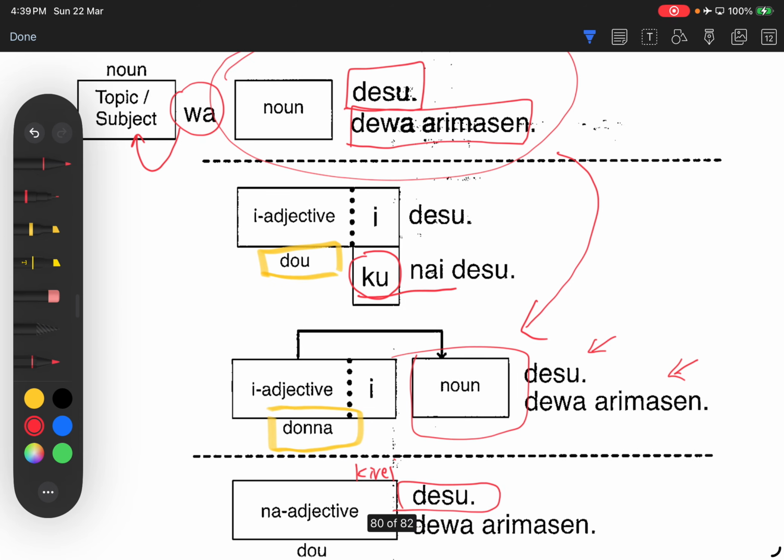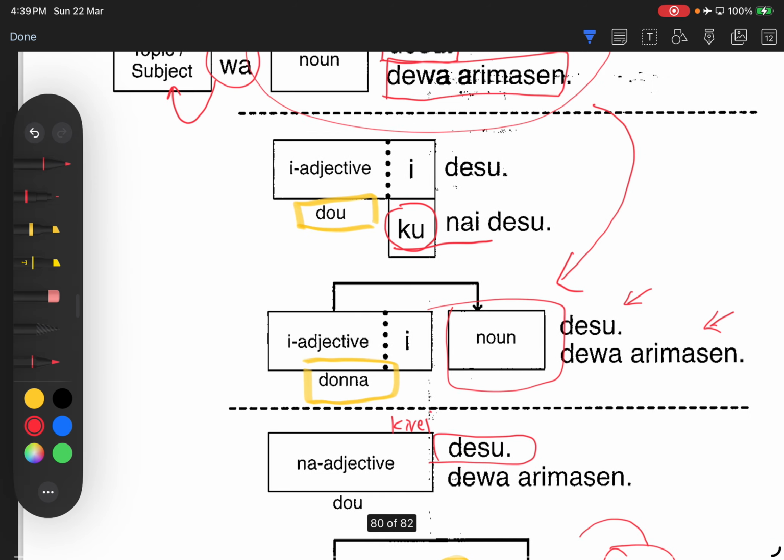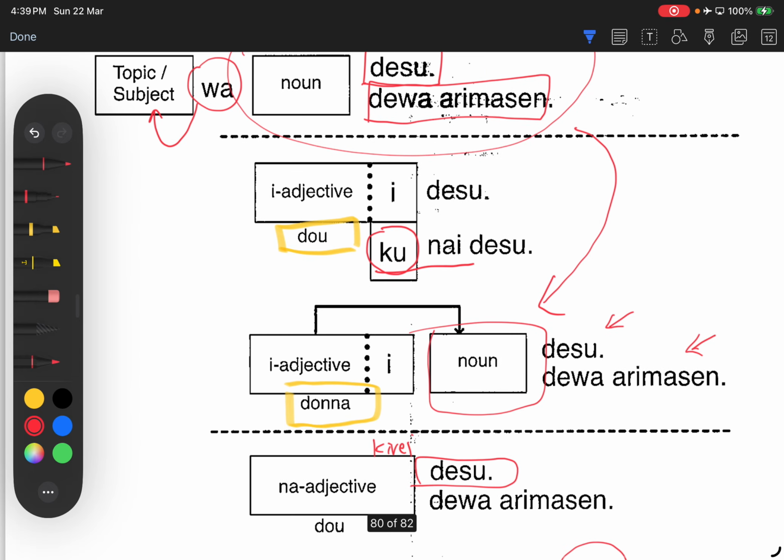E adjective, desu, we don't need to change anything. Right? Yasashi desu. We don't need to change anything, but when we change it to a negative version, I take away the last I and replace it with kunai. Right? So it becomes yasashi kunai. If I want to ask a question, I'm using the question word here, dou. So how is the person? Kono hito wa dou desu ka? How is this person? This person is friendly. Kono hito wa yasashi desu.